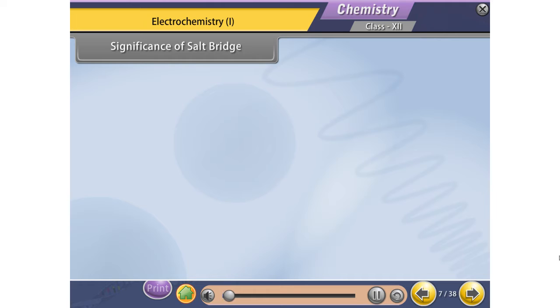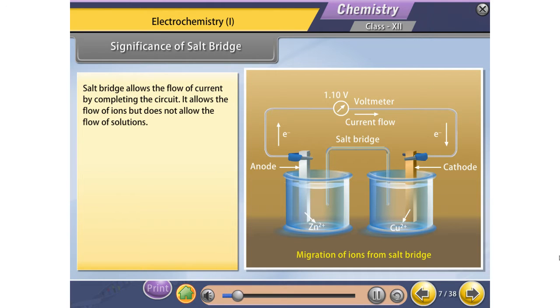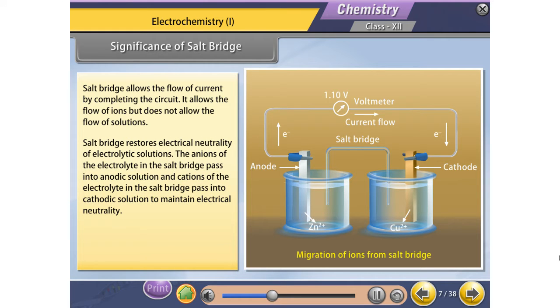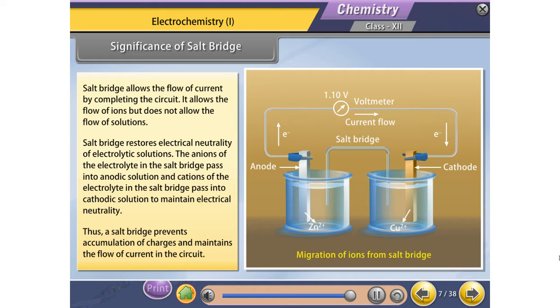Significance of salt bridge. Salt bridge allows the flow of current by completing the circuit. It allows the flow of ions but does not allow the flow of solutions. Salt bridge restores electrical neutrality of electrolytic solutions. The anions of the electrolyte in the salt bridge pass into the anodic solution, and cations of the electrolyte in the salt bridge pass into the cathodic solution to maintain electrical neutrality. Thus, a salt bridge prevents accumulation of charges and maintains the flow of current in the circuit.